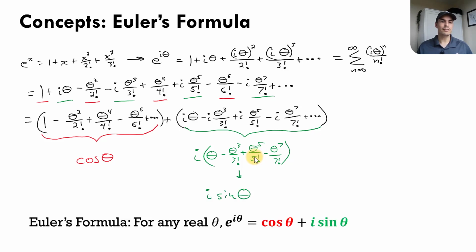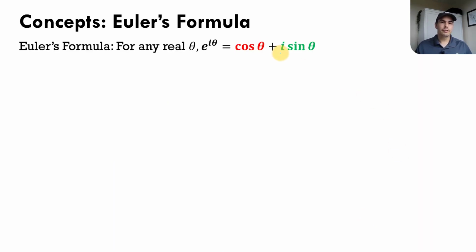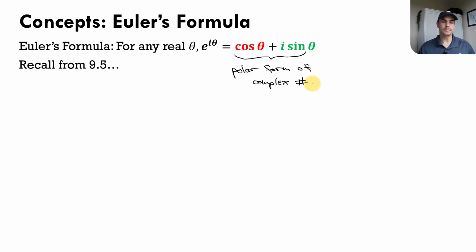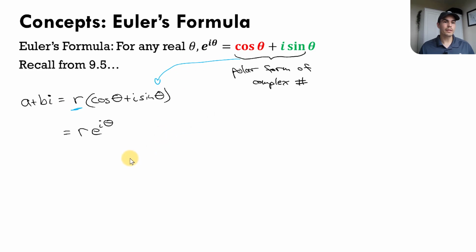Okay, so really what I have is Euler's formula for any real theta value: e raised to the i theta is equal to cosine theta plus i sine theta. Now, recall, this should look familiar from our last chapter. Doesn't this look like part of the polar form of a complex number? It does, right? The only thing we're missing is our r value. So if I plug this in here, what I'm left with is r e to the i theta.